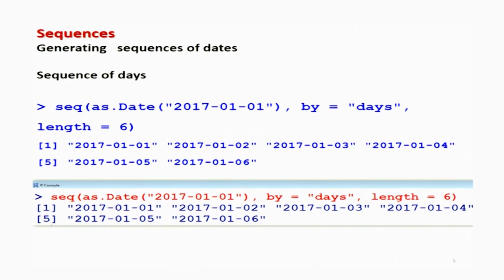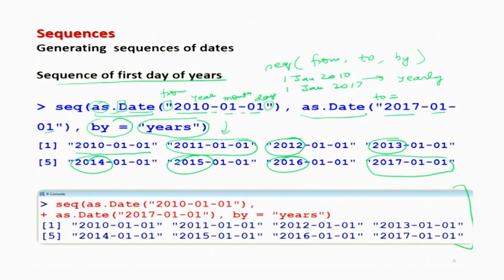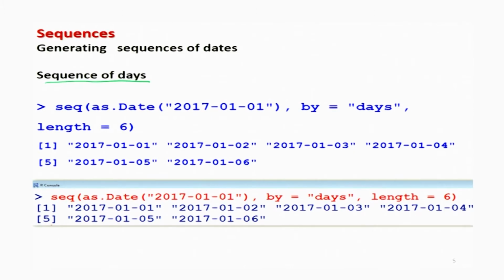Let me give you some more examples, and then I will show you on the R console. Similarly, if you want to generate a sequence of days, and you want to take the same example here and change the years to days, months, etc., you can do it without any problem. But now I want to generate a sequence of days where I know the starting date, but I don't know the last date, and my requirement is that I need 6 dates. So suppose I want to generate 6 dates starting with 1st January 2017. What will be those dates? 1st January, 2nd January, 3rd January, etc.